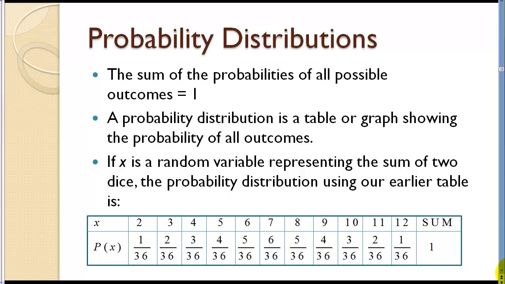So in this case, it would be obvious if we were doing 2 dice, the random variable could be the sum of the 2 dice, so these were the sums. And from that table that we made up earlier, we've computed the probability of each possible outcome. And if you add all those fractions together, we get 36 over 36, which would be 1.